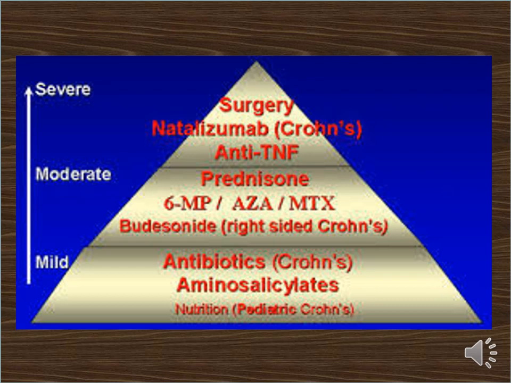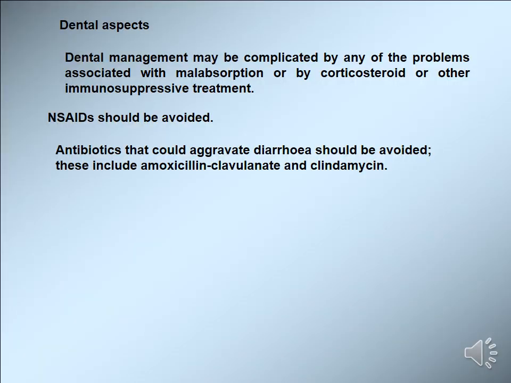This figure shows a treatment triangle for Crohn's disease: antibiotics, aminosalicylate, and nutrition support. In moderate cases, prednisolone and 6-MP are given with a baseline diet, and in severe cases, surgery. How do we manage our patients with Crohn's disease?